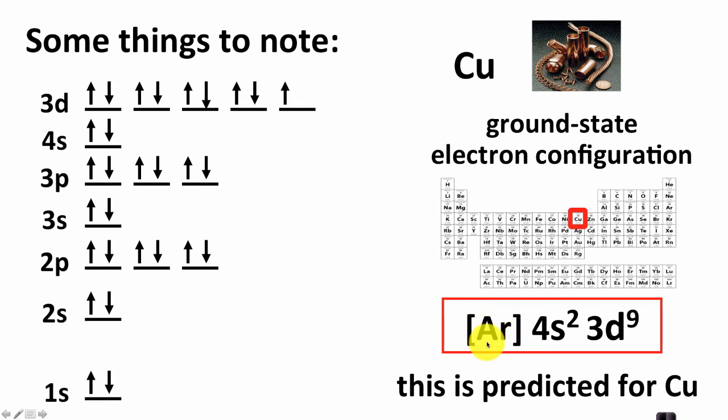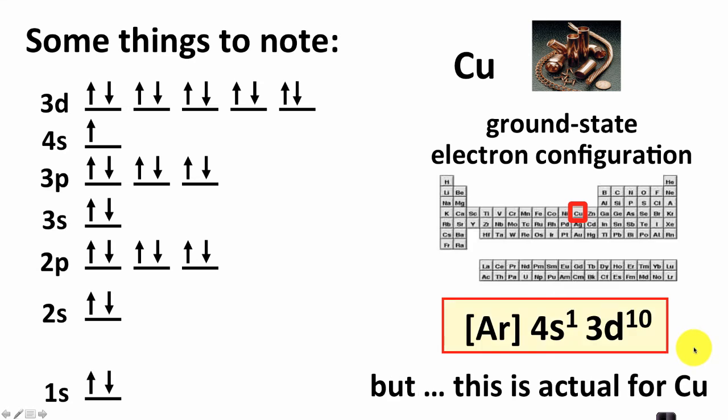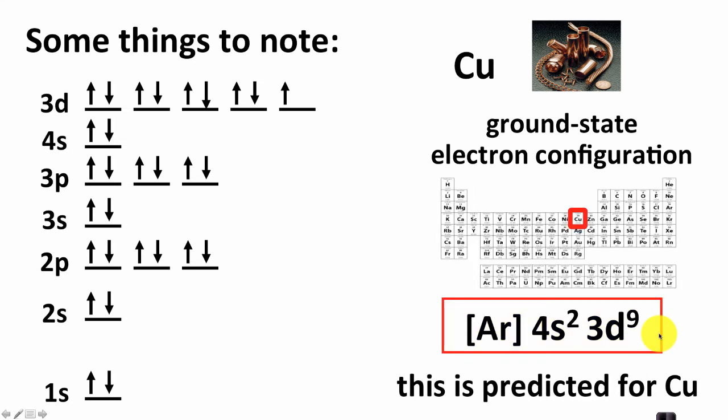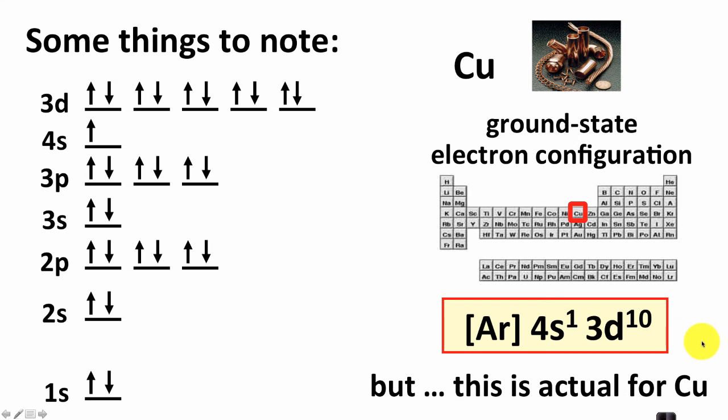And we can write it in noble gas or condensed notation. Argon, the previous noble gas, and then 4s2, 3d9. However, if we actually experimentally determine the electron configuration for copper, and this can be done using something known as photoelectron spectroscopy, it turns out that the actual electron configuration for copper is the argon noble gas, 4s1, 3d10. So instead of the predicted 4s2, 3d9, it's 4s1, 3d10.